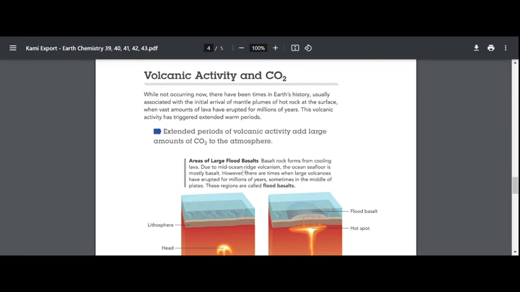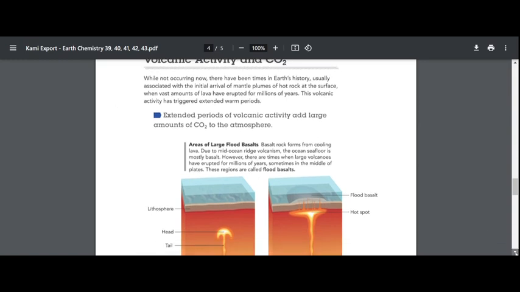So, there's areas of large flood basalts. Basalt rock forms when lava cools. Okay, so due to mid-ocean ridge volcanism, the ocean seafloor is mostly basalt. However, there are times when large volcanoes have erupted for millions of years, sometimes in the middle of plates. These regions are called flood basalts.